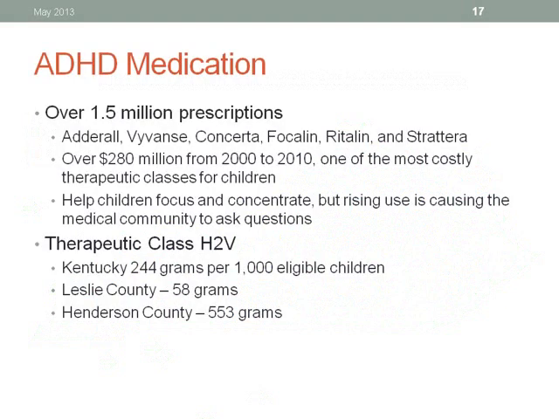What about ADHD medication? Some of the example medication in this group is Adderall and Ritalin. We've heard a lot about these drugs. It's one of the most costly therapeutic classes at $280 million. It's a great thing for kids who need it, right? It helps them focus and to concentrate.